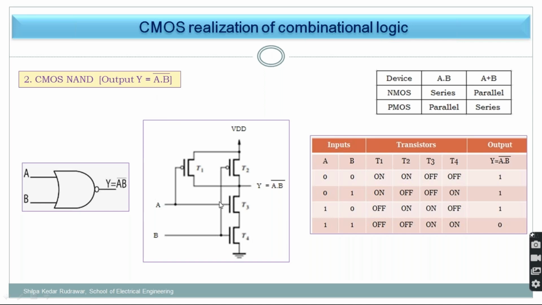Now next, what is opposite to that in the PMOS? PMOS should be connected in parallel. So they are connected in parallel. The interconnection point that is formed over here is your output, and A should be connected to A and B should be connected to B. Likewise, you can draw the circuitry. Always PMOS should be connected in the pull-up network and NMOS in the pull-down network.